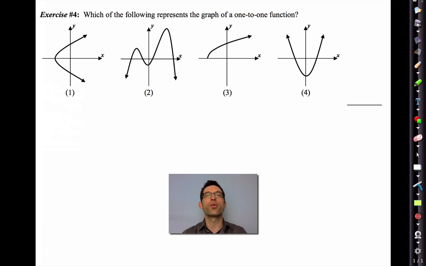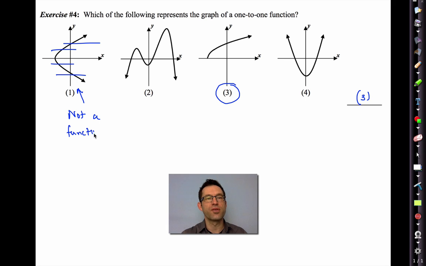Exercise 4. Which of the following represents the graph of a one-to-one function? Think about that a little bit. All right. Well, it's this one. Okay. Choice 3. Now, it's important to note something. Choice 1 also passes the horizontal line test. If I draw horizontal lines on this, they only hit the graph once. But this is not a function. All right, we cannot be a one-to-one function if we're not a function at all, right? It fails the vertical line test.